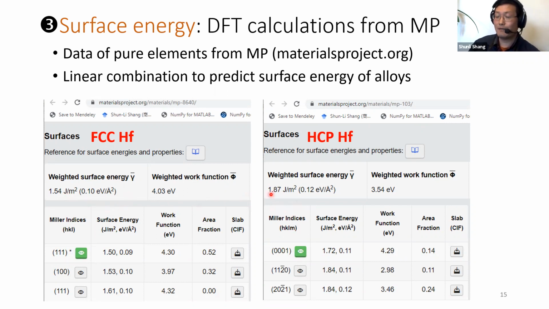For alloys, for the simple case, we can use the linear combination based on the alloy composition and the pure element data. We can estimate the surface energy.